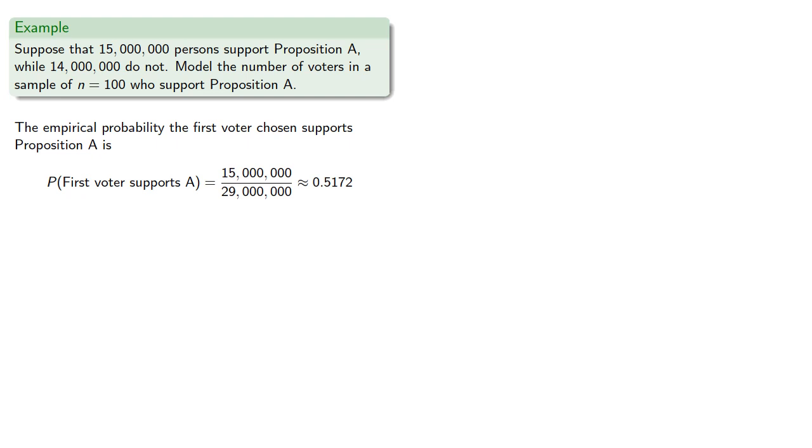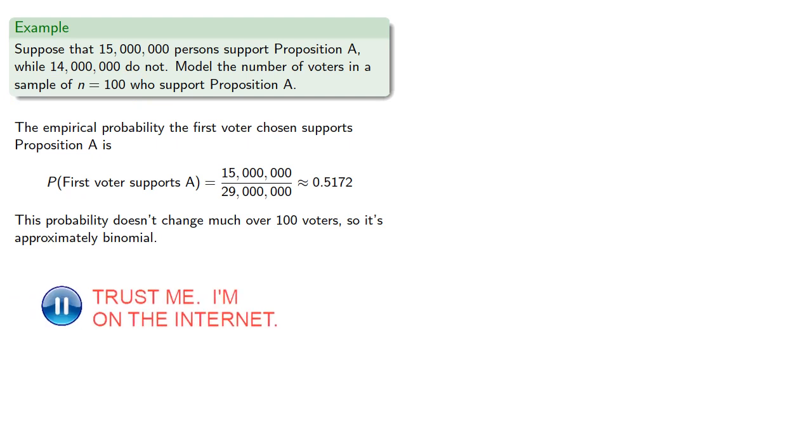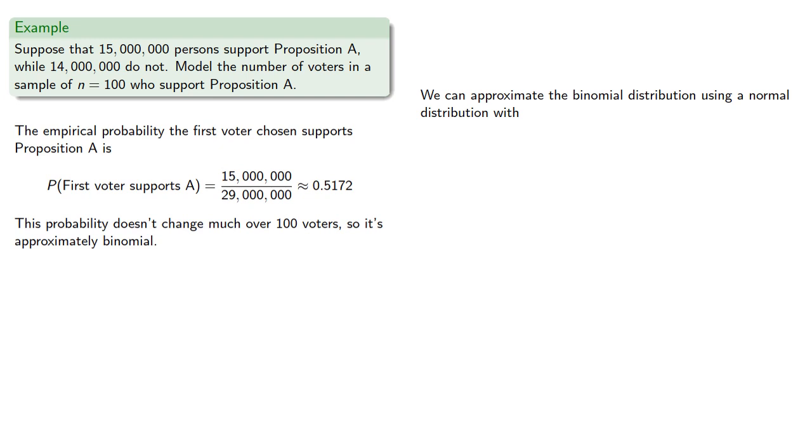Now, this probability will change a little bit, because if we draw a supporter of A, then the number of supporters of A drops to 14,999,999, and the number of actual voters also drops, but it doesn't change much over our n equals 100 voters, so it's approximately binomial. And we can approximate this using a normal distribution.